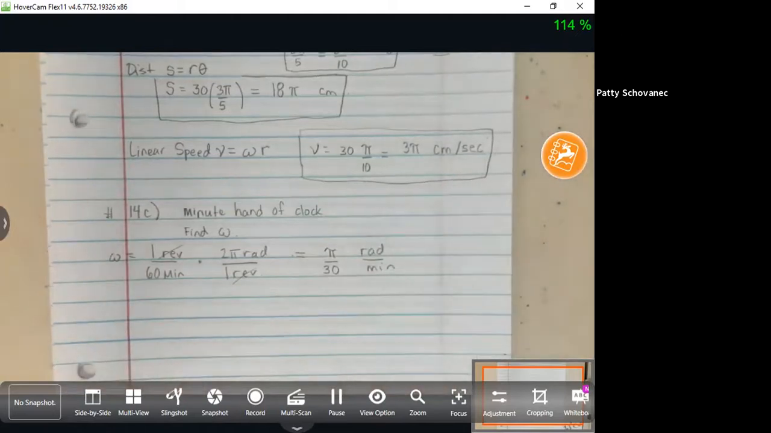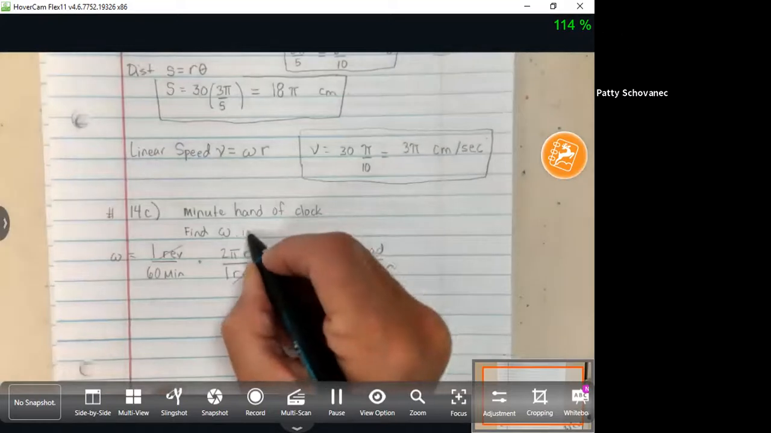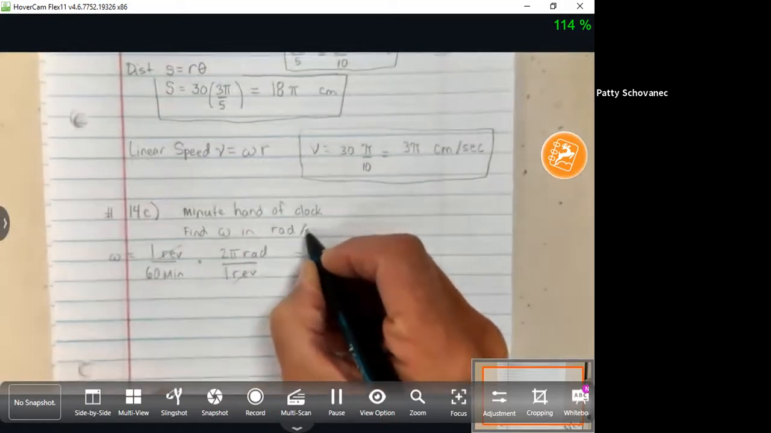Yeah, it's wrong. WebWork is wrong. That's where I got it first. Does it want the units on it? It took my pi over 30 for the second hand of the clock, but with the minute interval, it won't take that one. Read further and see what kind of units it wants. It just says radians per second. Well, I've got radians per minute. So now we've got to convert radians per minute into radians per second.